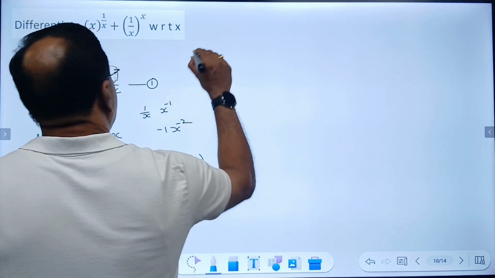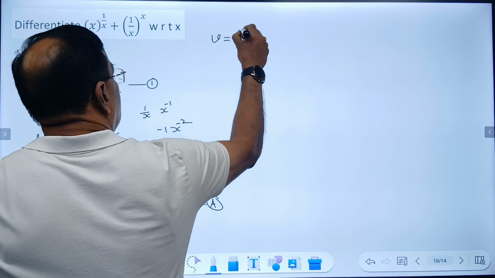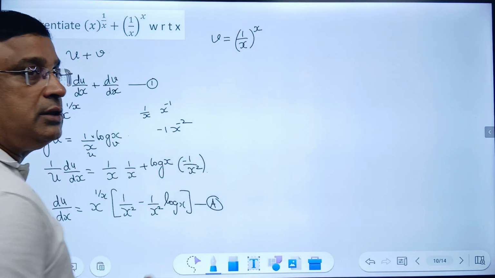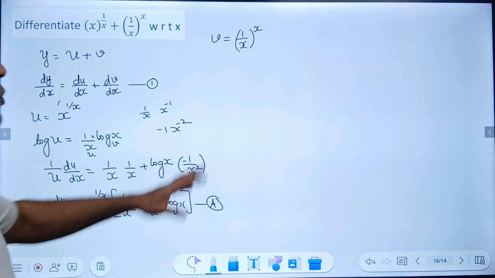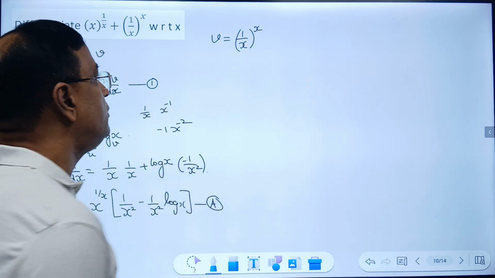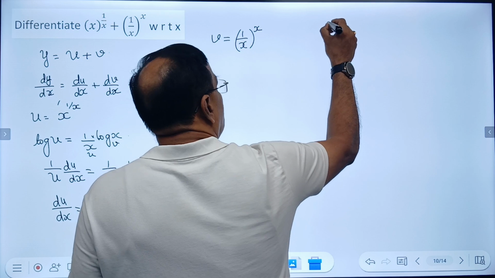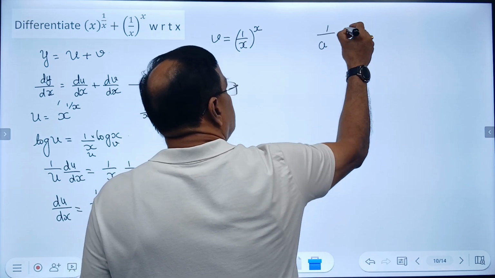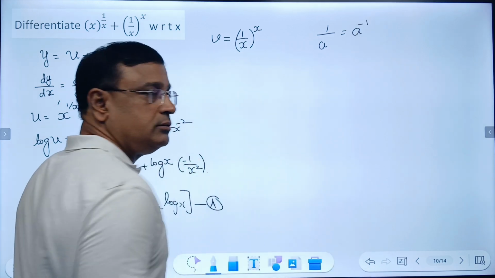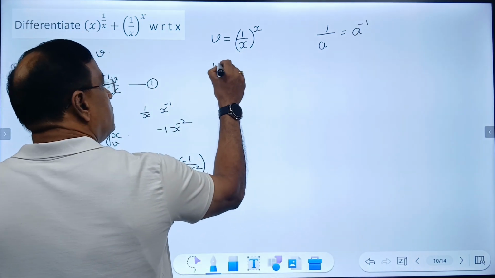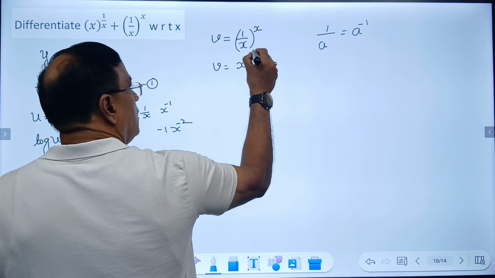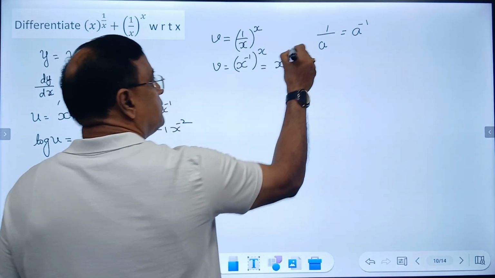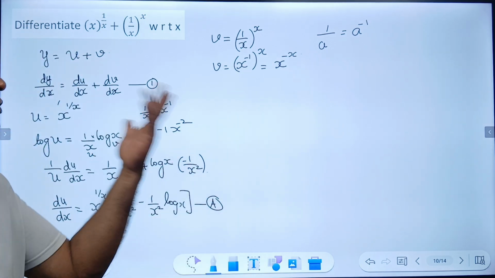Now you go for v. What is v? V is 1 by x the whole power x. Now if you do one interesting thing, then your problem becomes simple. Don't take log directly. Instead what you do, 1 by a power m or 1 by a is nothing but a power minus 1, correct? So I'm going to apply that there. So we get x power minus 1 whole power x. So this is x power minus x, correct? Now it becomes a lot more simpler to differentiate.